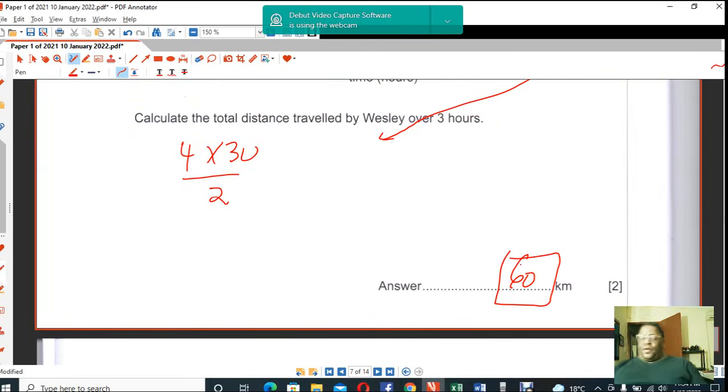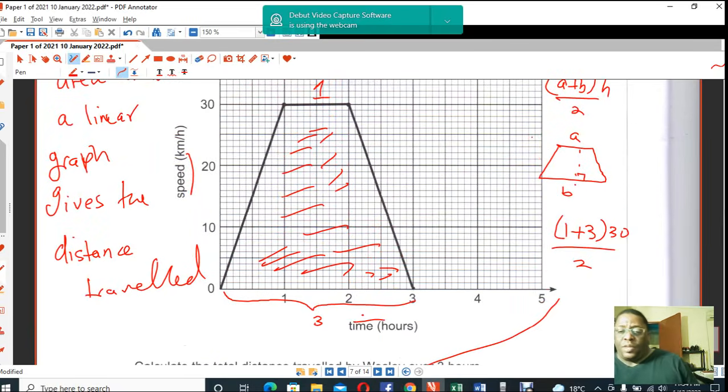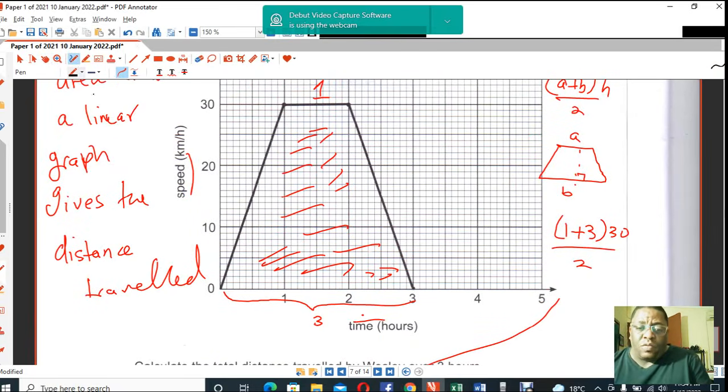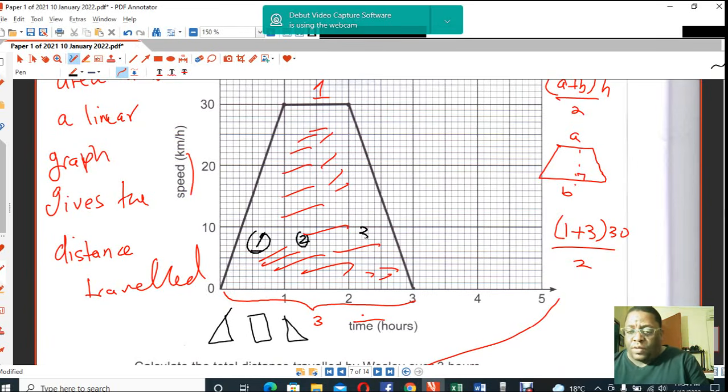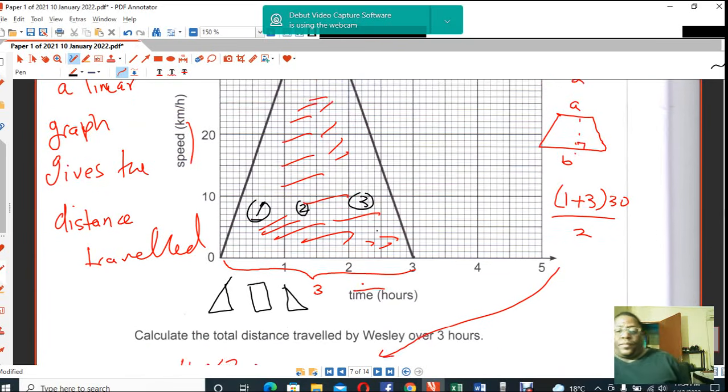So please revise the work on speed time graphs. If you want to find the distance, it's the area under the graph. You could have made so many shapes here, but you don't want to waste a lot of time. You have two triangles, and then this rectangle type of thing, and you could divide it into 1, 2 and 3, and all those areas together will still give you that 60.